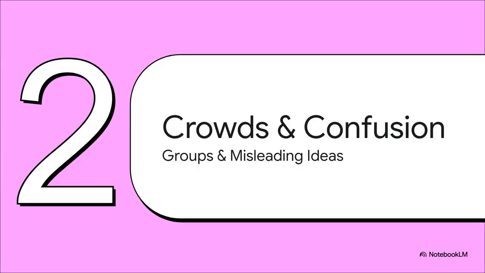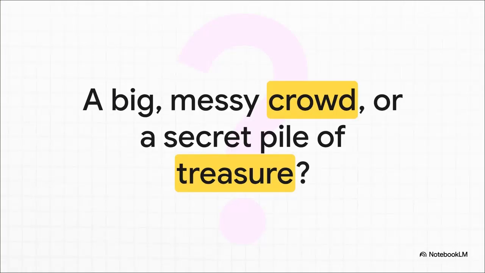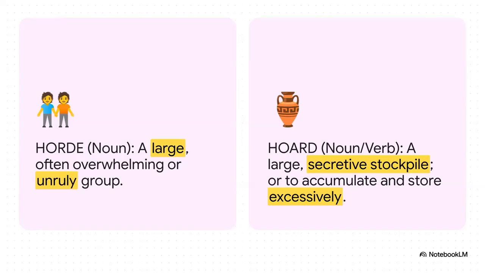Okay, let's move on to our second section. This one's about big crowds of people and the confusing ideas that can sometimes sway them. Let's kick this section off with a simple question to help us with 2 words that are super easy to mix up. Are we talking about a huge, messy crowd or a hidden pile of treasure? And here's the answer. A horde is a large, messy, and often pretty loud group of people. Think of a horde of fans rushing towards the stage.